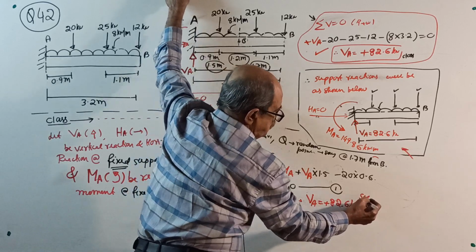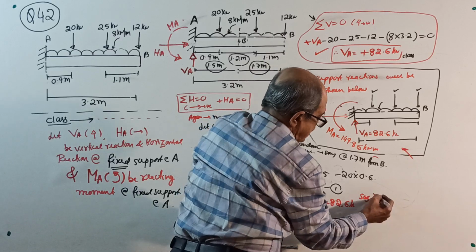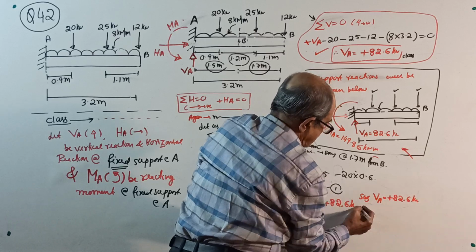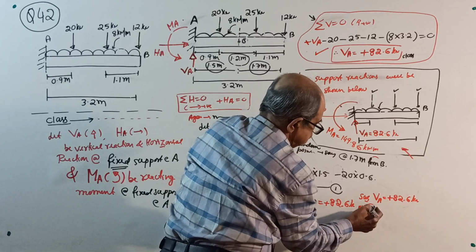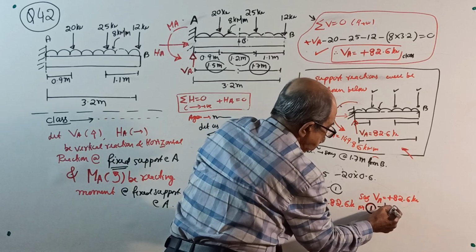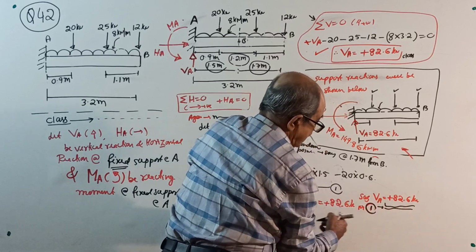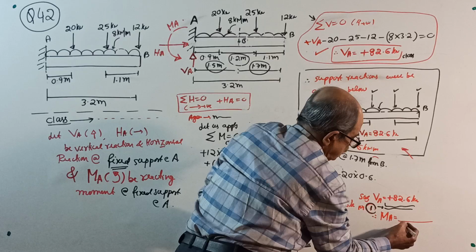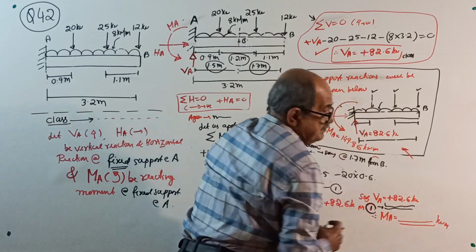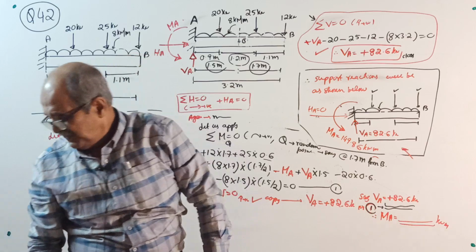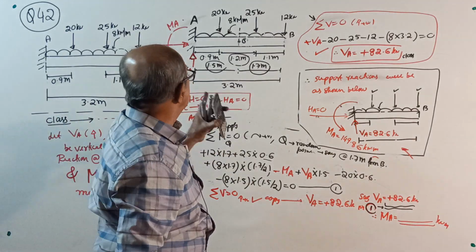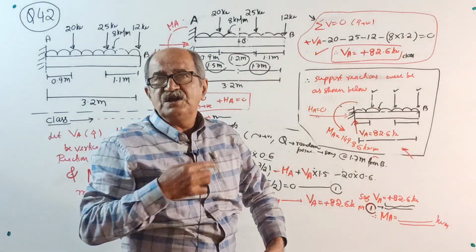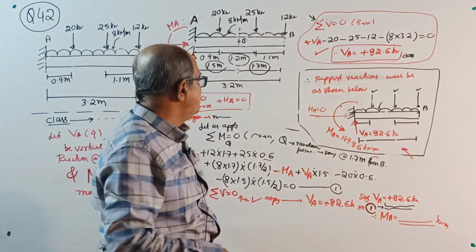Now substitute your VA equal to plus 82.6 kilonewton in equation number 1. Simplify, you calculate, therefore you will get the value of MA. I need not verify, still I will calculate. Now I have 100% confidence. If any calculation mistake were there, when I took moment about B, a different answer would have come. If the answer is not coming, it is the end of my structural engineering teaching.